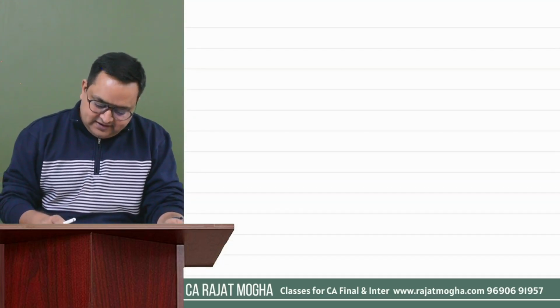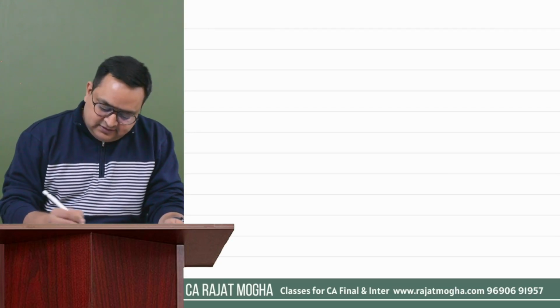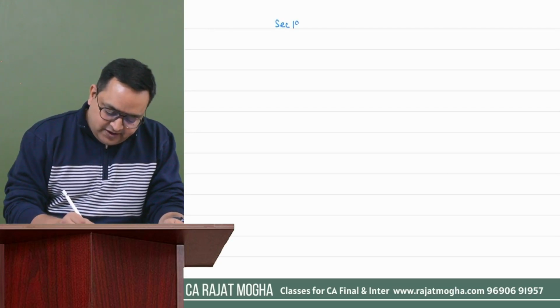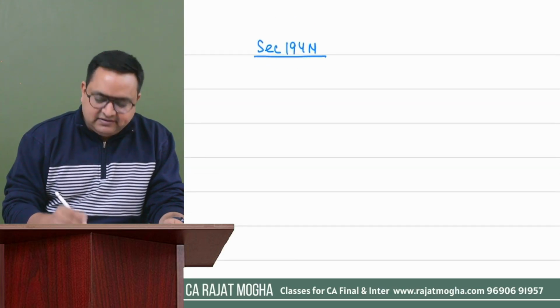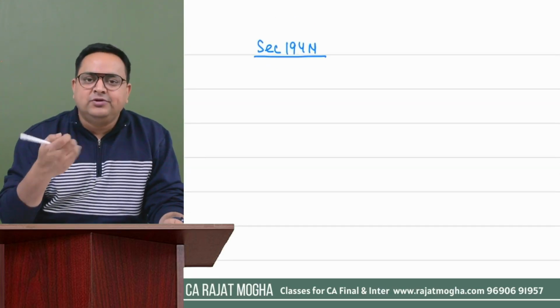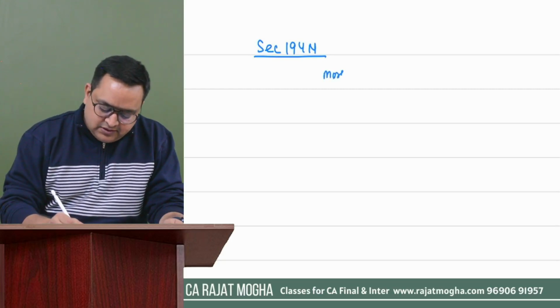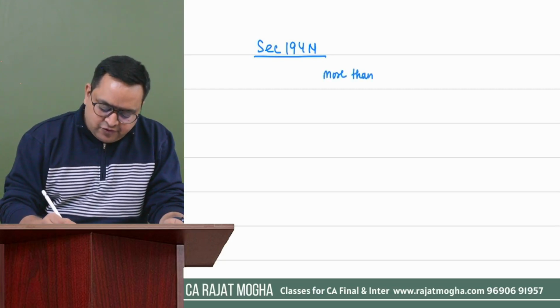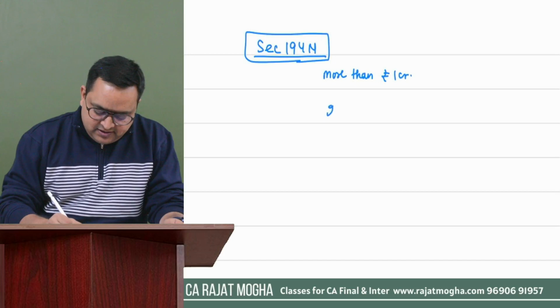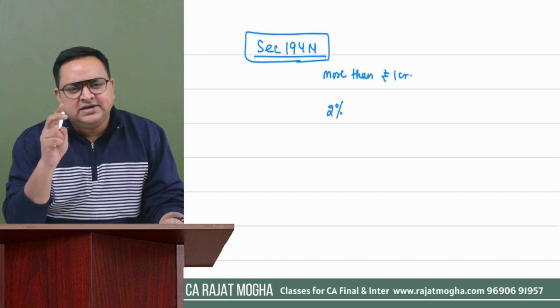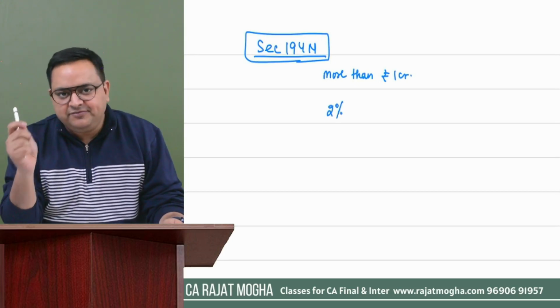So first of all, understand some basic things. This is section 194N. Generally it says that when you withdraw more than rupees 1 crore, then this section will be attracted, and there are two TDS rates here. Generally it is 2%, but sometimes it could be 5% also.